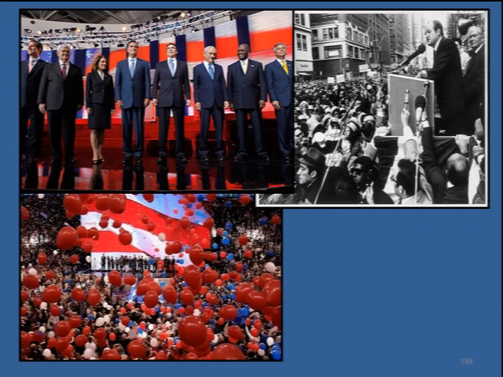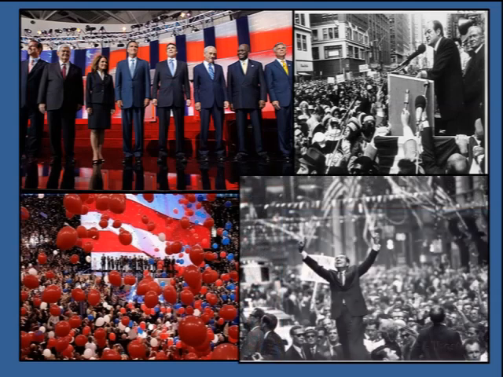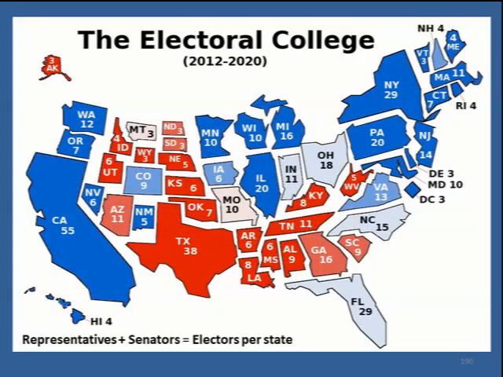Closed primaries mean you must be a member of a political party to vote in that party's primary. Around 20 states have open presidential primaries, which allow any registered voter to vote in any primary. In that way, open primaries are just like state and national elections. You do not have to be a member of a political party to vote in those elections.